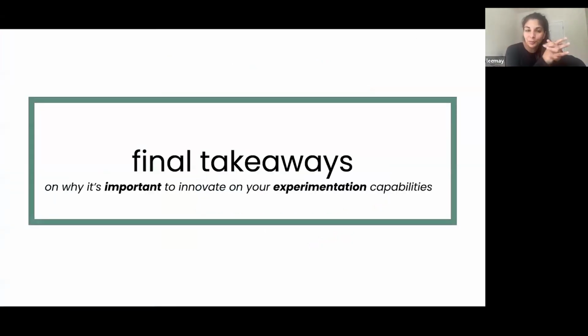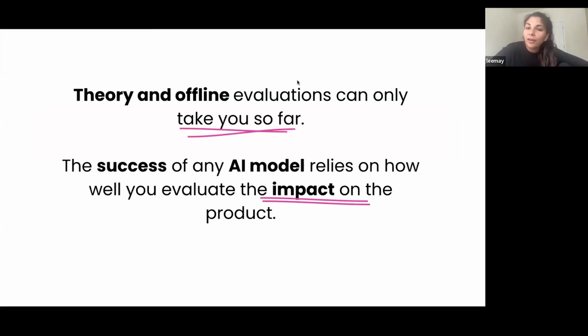All right, we've zoomed past everything. Final takeaways on why it's important to innovate on your experimentation capabilities and leverage A/B testing when you are building AI models. Theory and offline evaluations can only take you so far. The success of any AI model relies on how well you evaluate the impact of the change on the product.